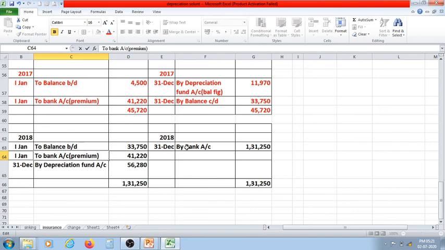After paying the premium, now the policy will mature. And how much is the policy maturity amount? The maturity amount is equal to the value of the policy taken. Okay, and the policy matures after deducting the scrap value of the asset. That is, in the problem it was 1,50,000 minus 18,750, which gives you rupees 1,31,000.